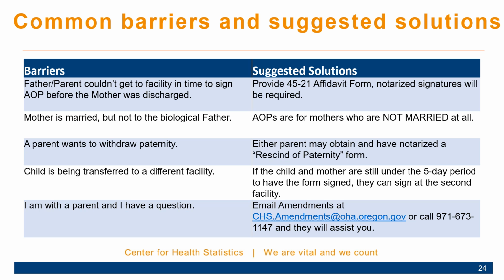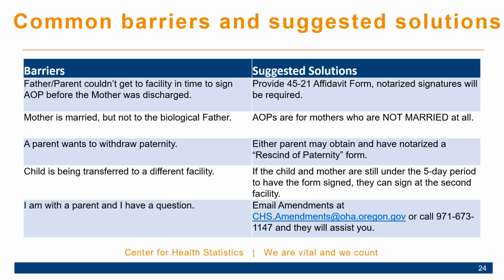Next is, what if a parent wants to withdraw paternity? So either parent may obtain and have notarized a rescind of paternity form. These forms are found on our website, and the Center for Health Statistics Vital Records website is found by Googling Oregon Vital Records, and it's the first link that comes up.